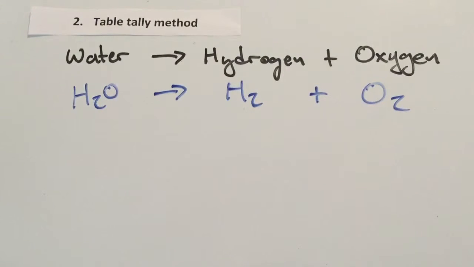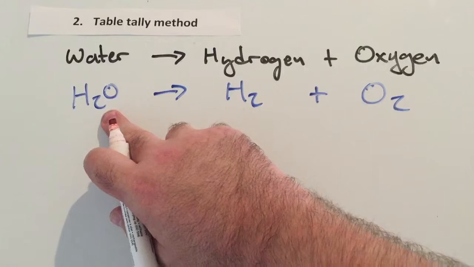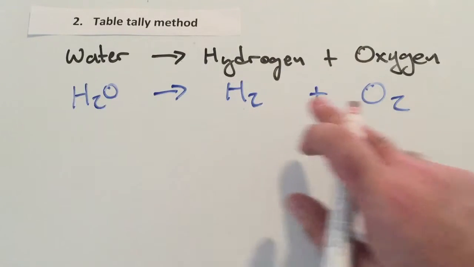For our next example, we are going to look at a slightly different method to balance chemical reactions. We're going to use what I call the table tally method. And the example we're going to look at in this case is the decomposition of water to hydrogen and oxygen. In this case, it is often a reaction that happens when you use electricity to break down water into its components. And so in this chemical reaction, you have your H2O molecule, your water molecule, falling apart to hydrogen and oxygen molecules.